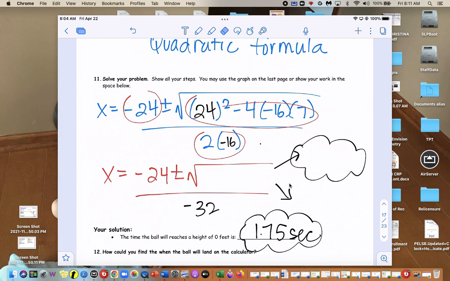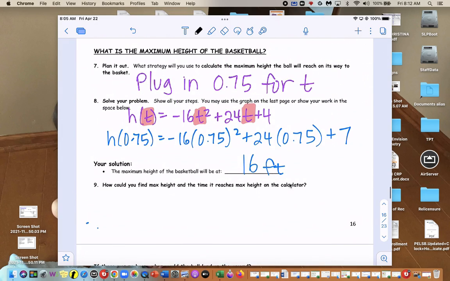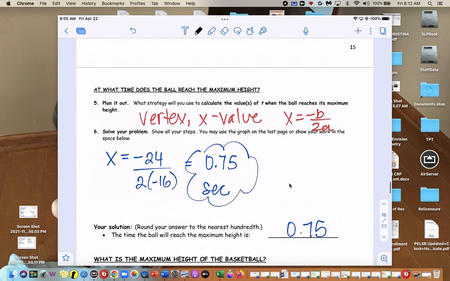So change this number. The new discriminant is 24 squared minus 4 times negative 16 times 7. So this is 1024. So I have negative 24 plus the square root of 1024, divided by negative 32. One of our answers is negative 0.25. And then negative 24 minus the square root of 1024, hit enter, divide by negative 32. There's the 1.75. So make sure you have your correct A, B, and C values, which I did not for this problem. Better make sure I had it for all the other problems. Yeah, that looked good.